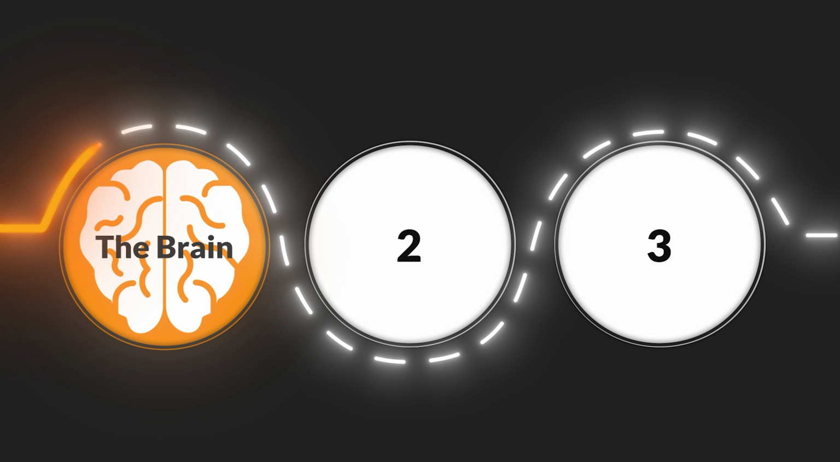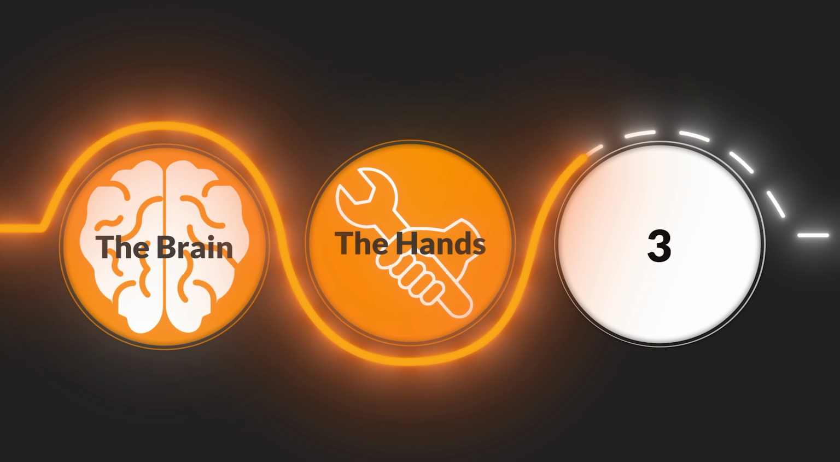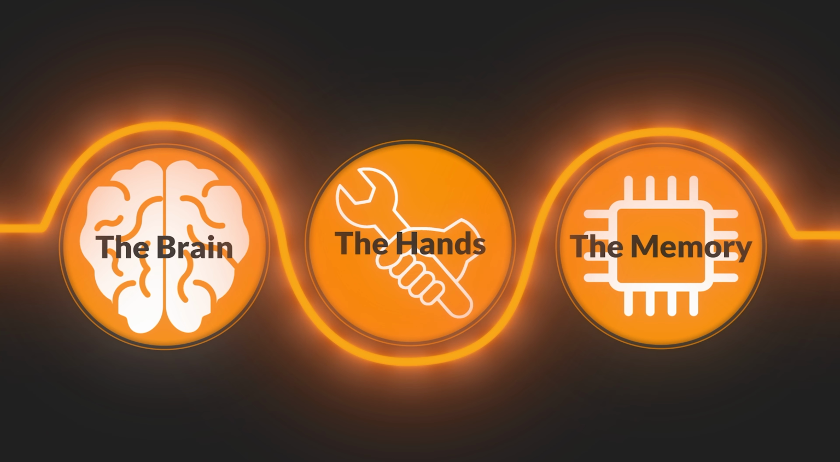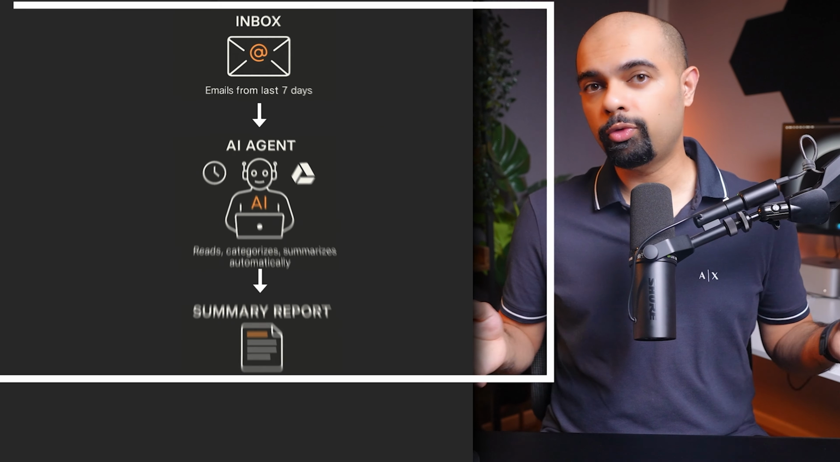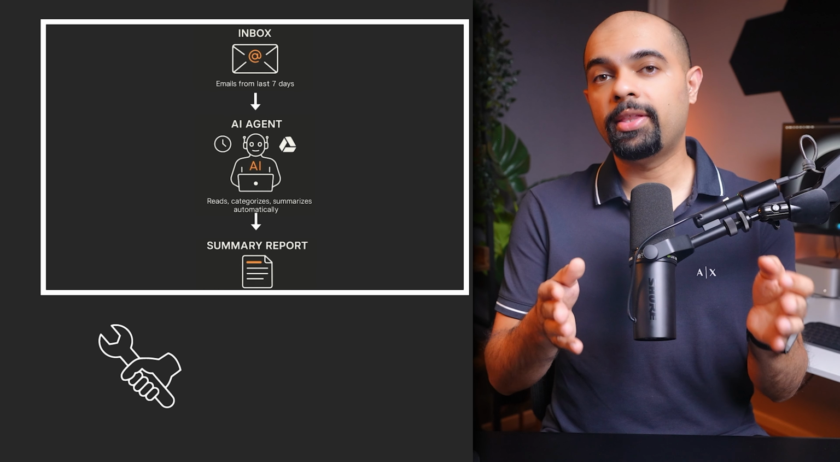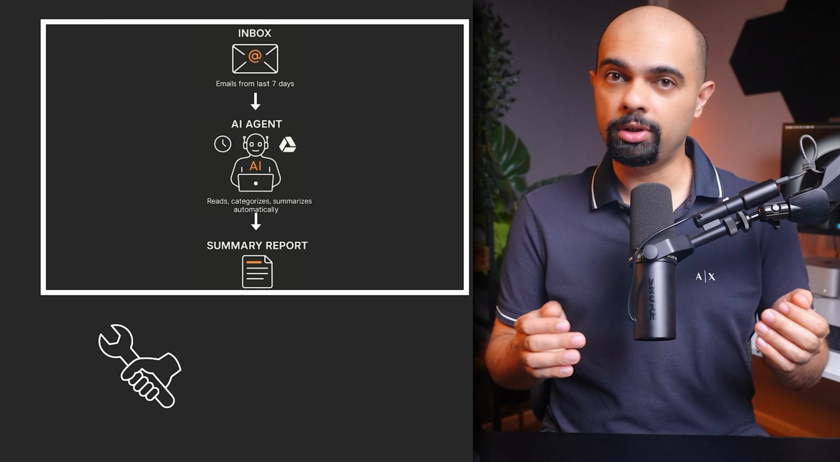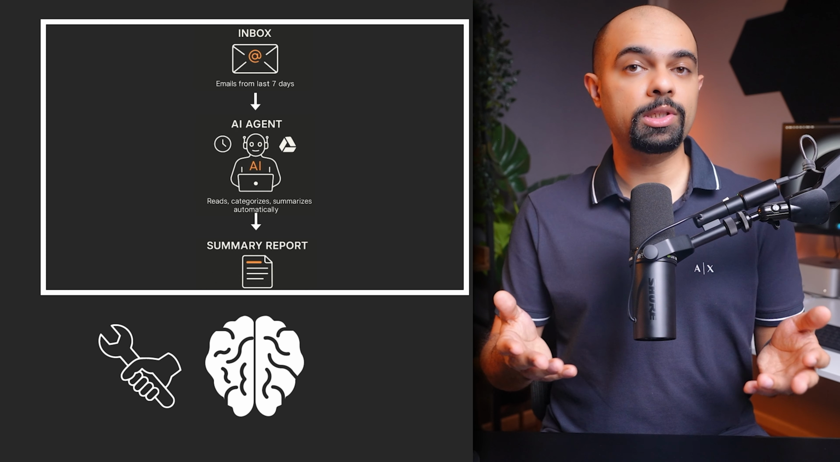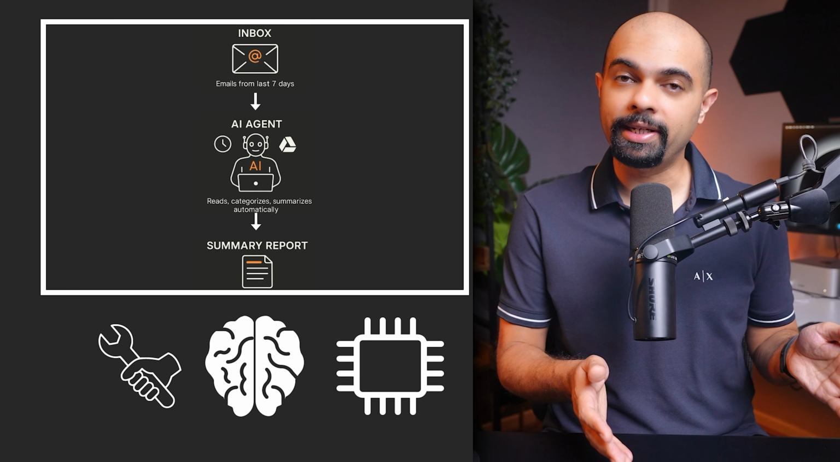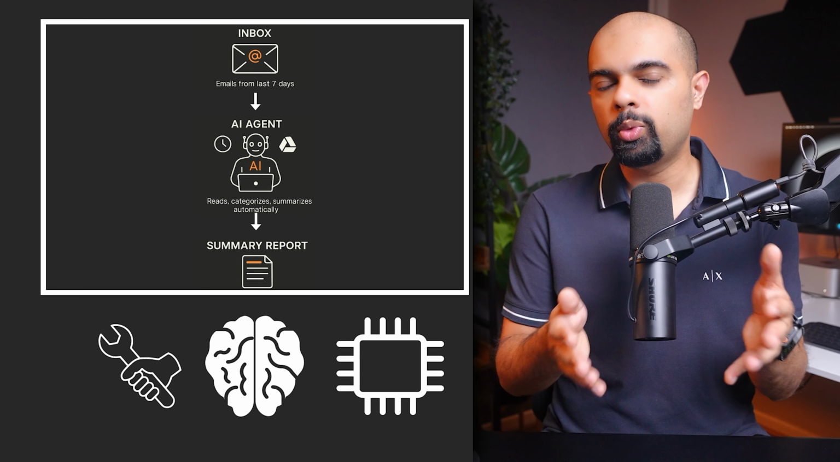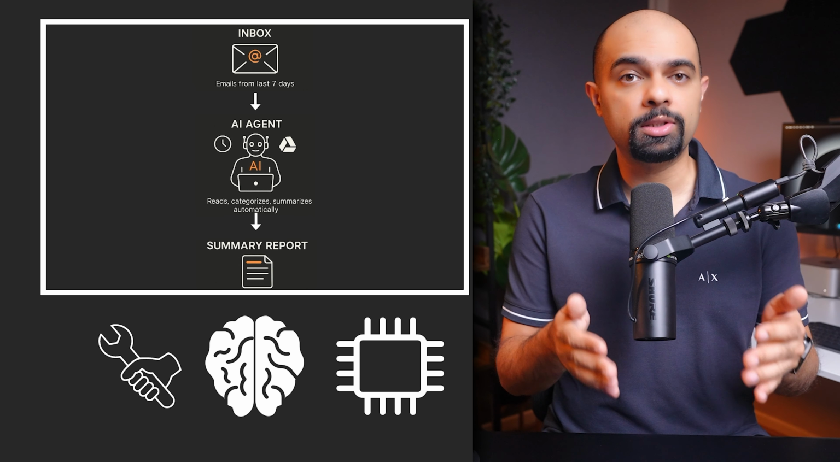Now, you might think it is complicated to build agents, but it's not what you think. At the heart of every agent, there are only 3 core components: the brain, the hands, and the memory. Let's go back to the email agent I talked about earlier. To function, it needs tools that serve as its hands so it can access your inbox. It needs a brain to process the information and figure out what to do with it. And it needs memory to track which emails it already summarized so it doesn't duplicate them.